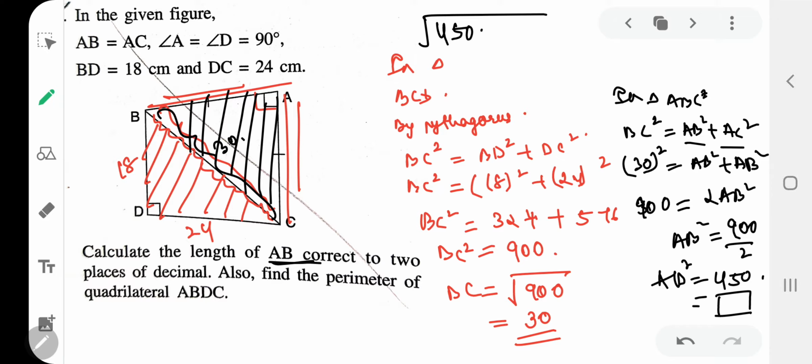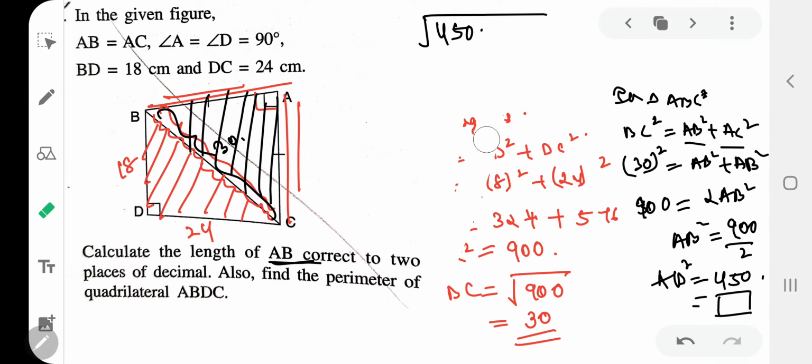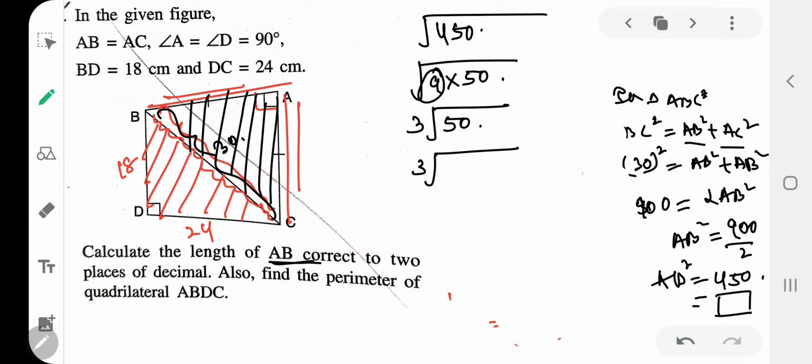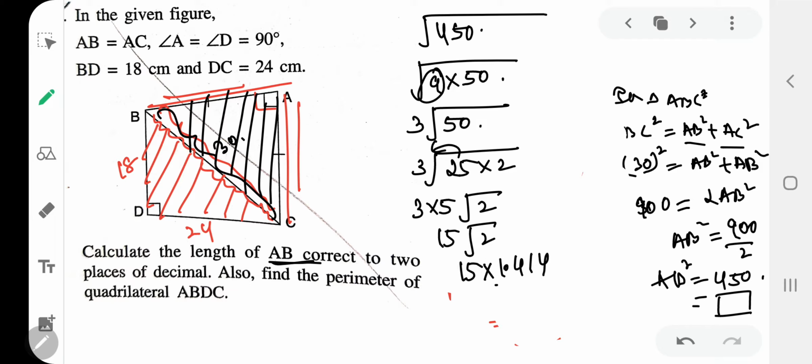If you want to find root of 450, what you can do is split 450 as 9 into 50. So your 9 has the root 3. Here for 50, you can also go internally: you can do it as 25 into 2 now. So this 5 also comes outside, and here root 2. So that will be 15 root 2. To convert into decimal, you have to write 15 into 1.414, because the value of root 2 is 1.414, and get the final answer. Clear?